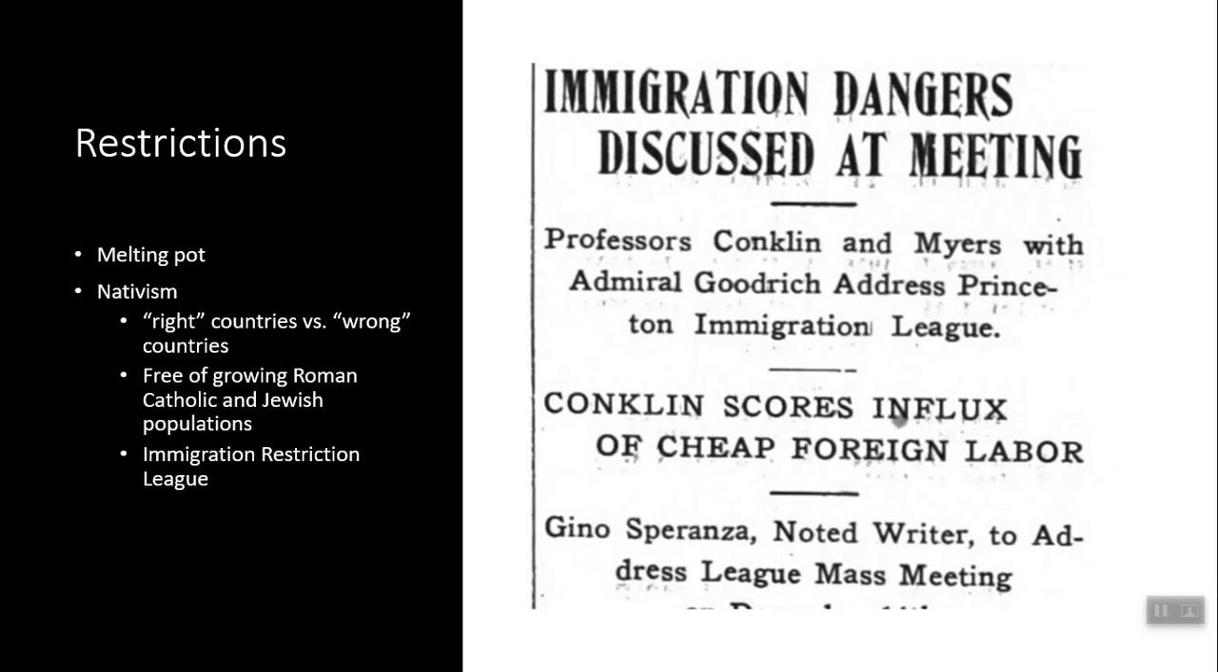And there was a fear of growing Roman Catholic and Jewish populations, the fact that they might influence our Protestant children away from their beliefs. And so you had a group called the Immigration Restriction League that was trying to pass laws prohibiting immigration.